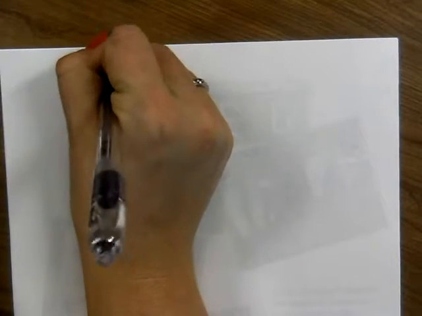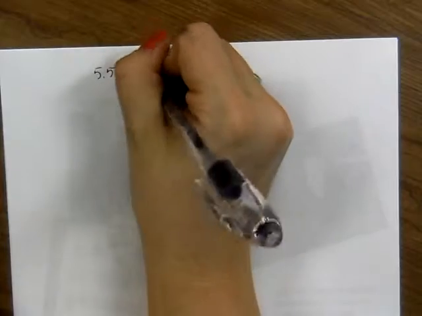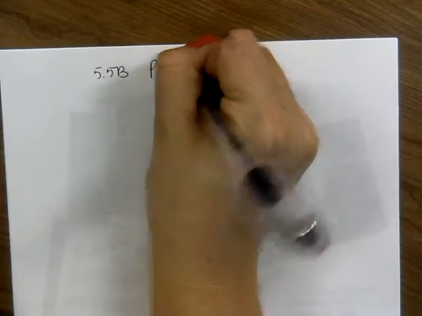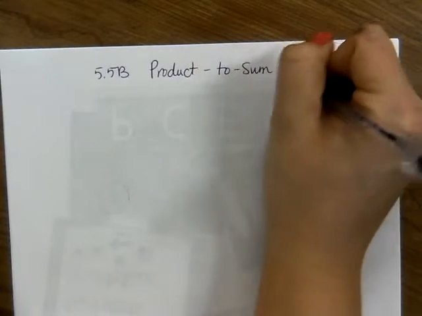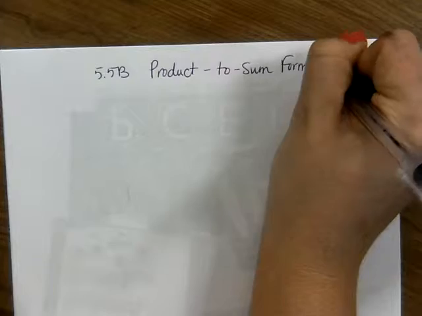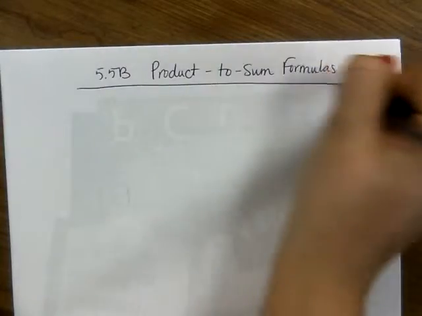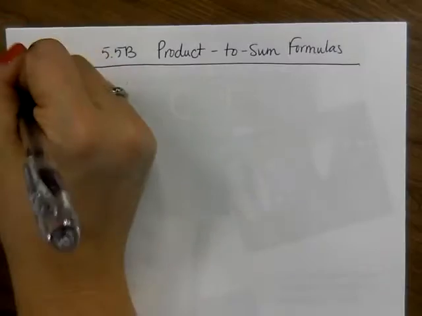All right. So today we're going to do 5.5b, which is going to cover the rest of the formulas, the product to sum and sum to product formulas. Those are the last two sets on your worksheet. And again, we're just going to do a bunch of examples and see where we get, okay?